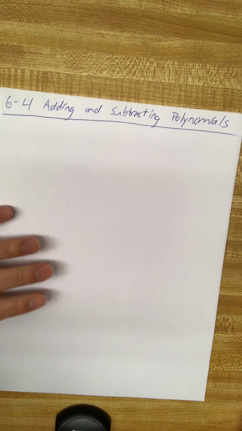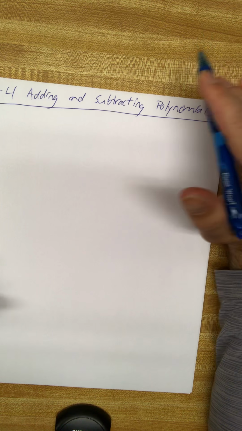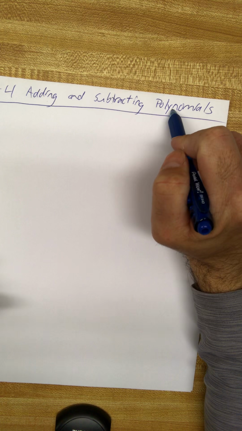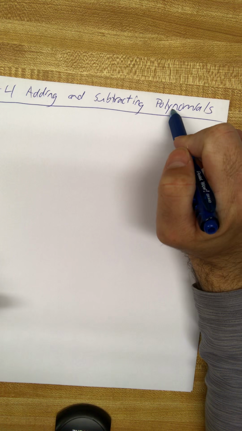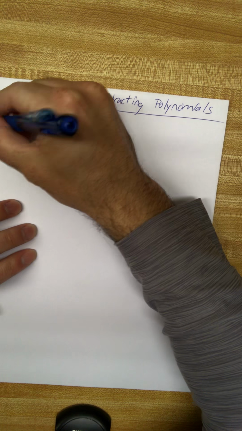All right, so first up here, we're moving along in chapter 6. We're going to talk about adding and subtracting polynomials. Math-wise, this stuff is as easy as it comes, but you've got to be careful. Whenever you're adding or subtracting polynomials, you need like terms. That's our big thing here.